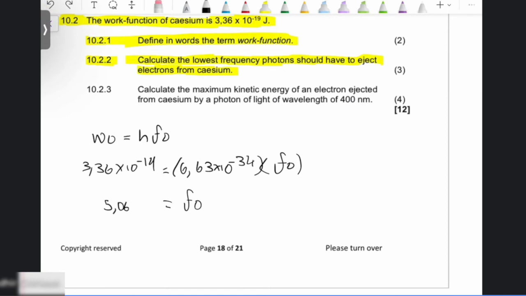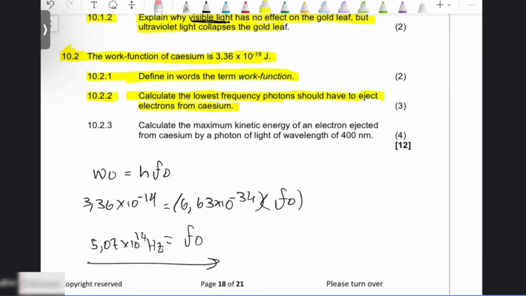5.07, oh, no, not just 5.07, times 10 to the 14 hertz. Okay, so that's our hertz there. 5.07 times 10 to the 14 hertz.